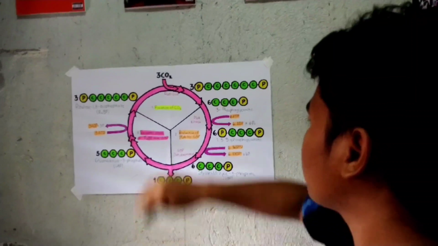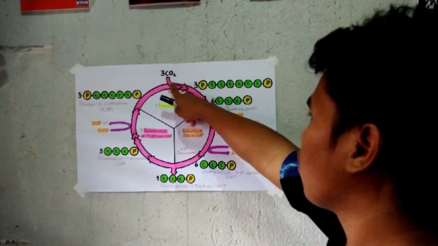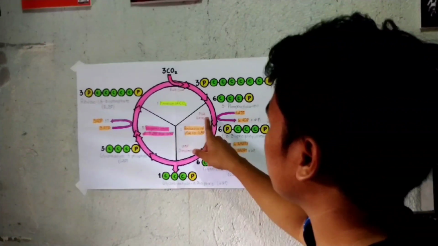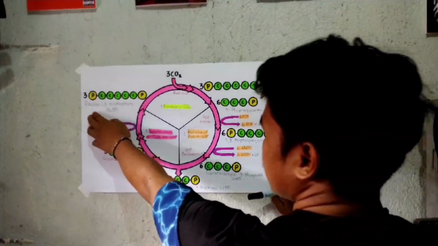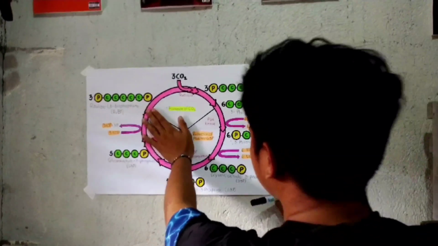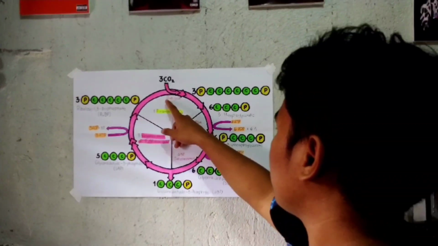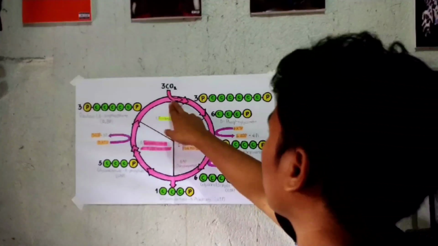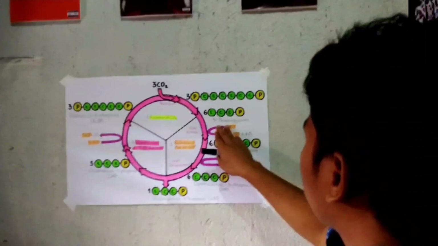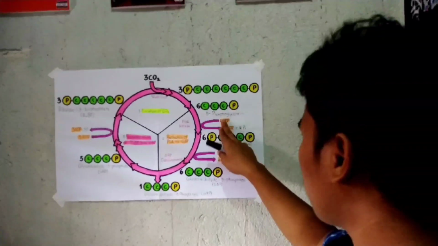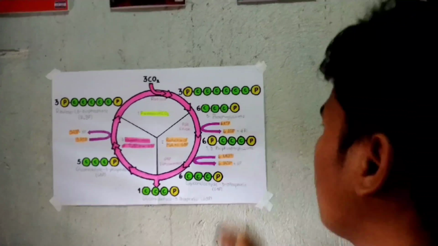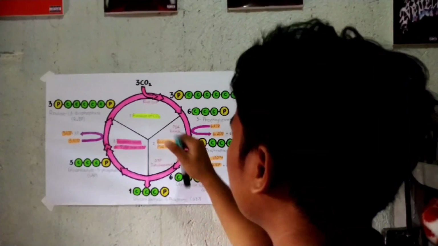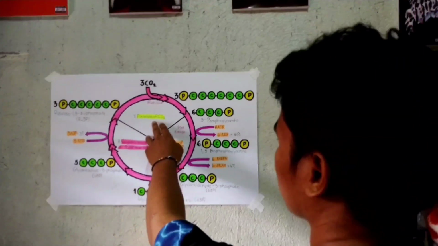So let's start. First, the carbon here will enter the process, and as it enters, it will react with ribulose 1,5-bisphosphate. It will be catalyzed by the enzyme called rubisco. Because of that, it will result in 3-phosphoglycerate. And that is what happens in the fixation of CO2.